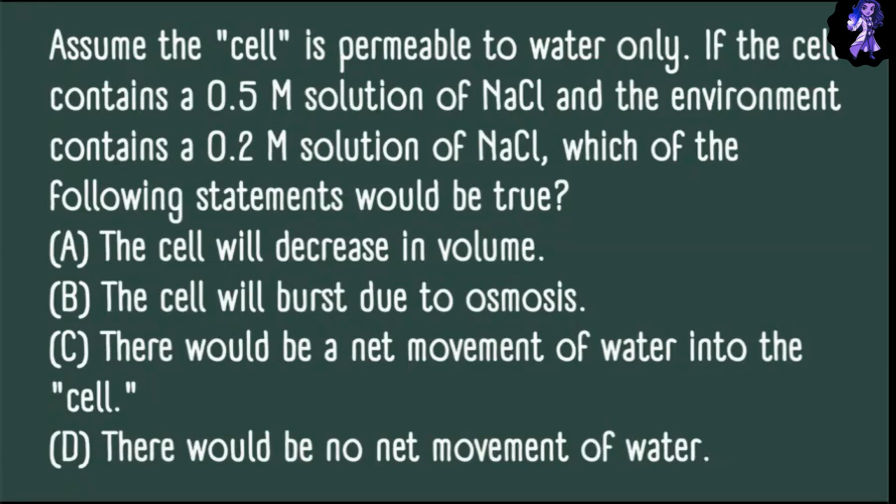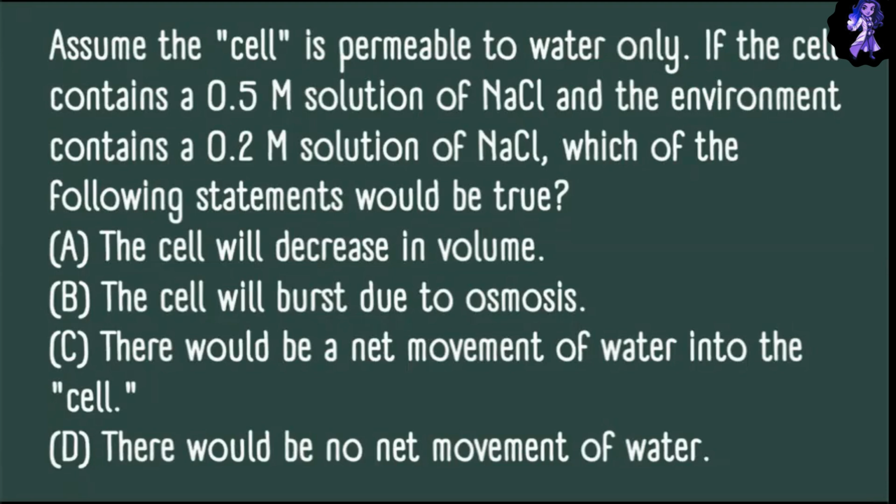A, the cell would decrease in volume. B, the cell will burst due to osmosis. C, there would be a net movement of water into the cell. Or D, there would be no movement of water at all, basically.